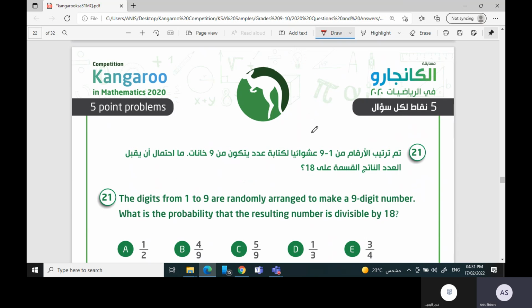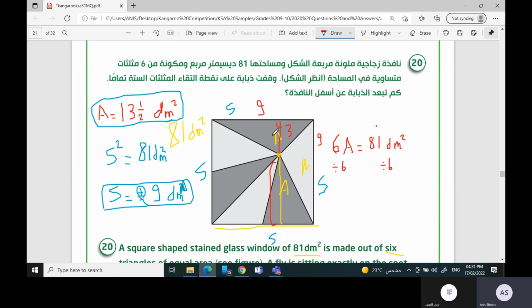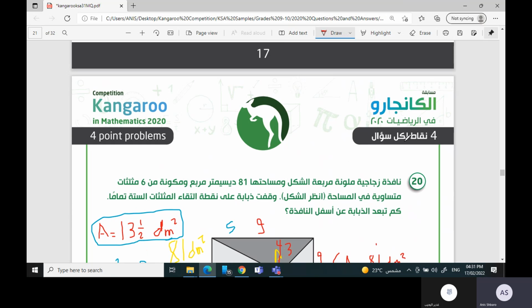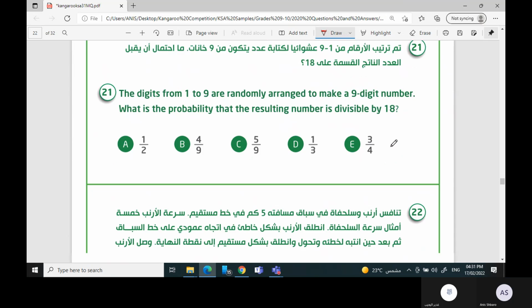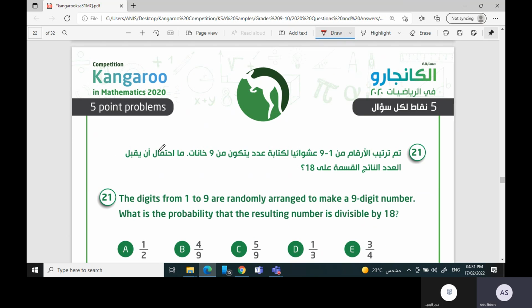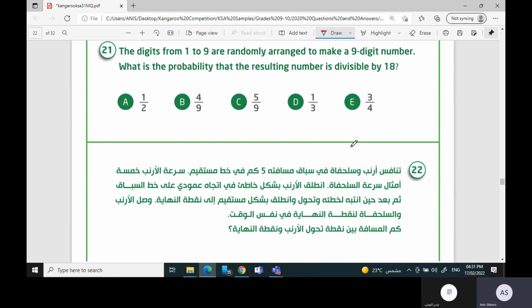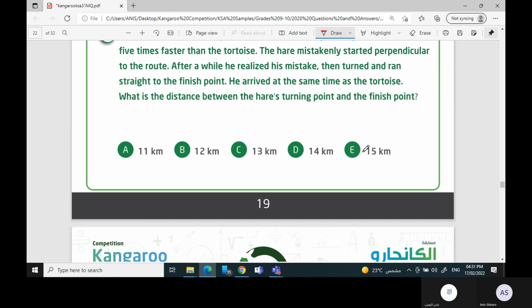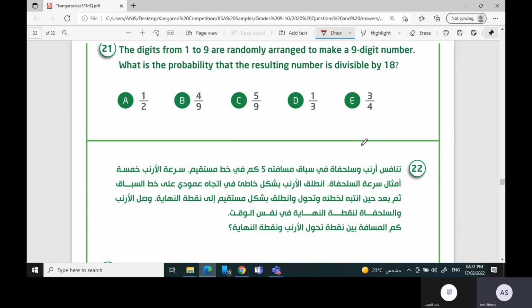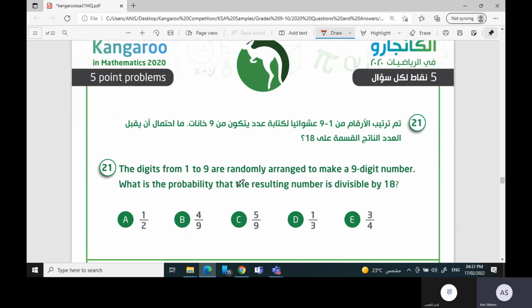We have to continue with the 5 points question. This one we got 4 points, and this one we're going to have 5 points. And yes, this one is an easy one. This one is a hard one. So we're going to get the easy one now.